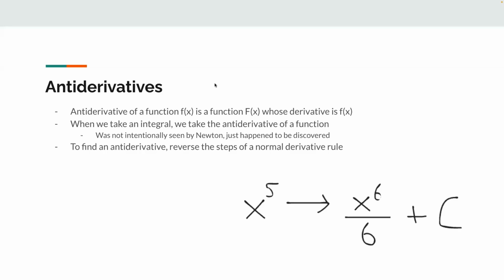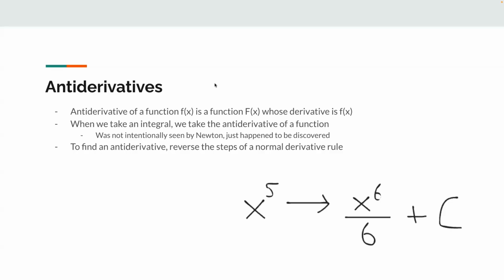So to find an antiderivative, we just reverse the steps of the normal derivative rules. So if you know all the derivative rules well, you'll be able to easily find antiderivatives. For example, here, x to the 5, right? The antiderivative of that is x to the 6 divided by 6. For example, when we use power rule, the 6 will come down and it'll just be x to the 5.